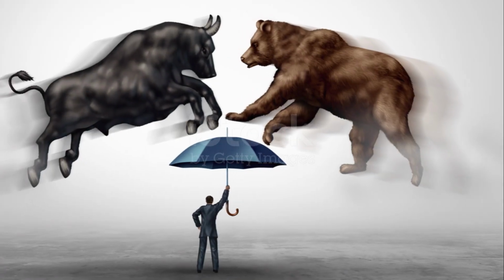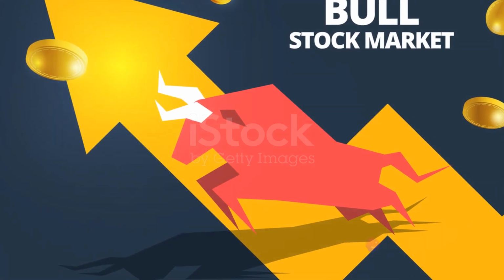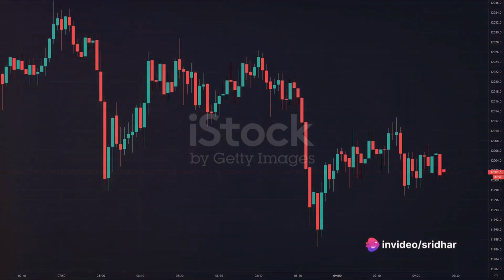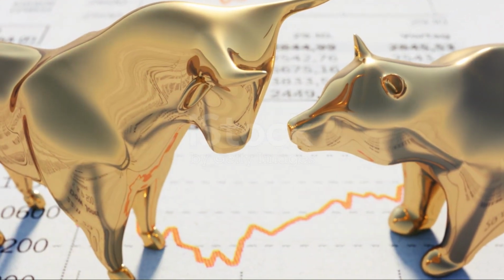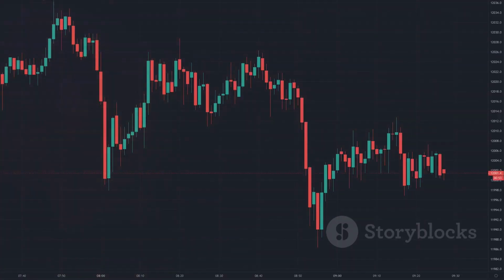Lastly, don't forget to factor in transaction costs. These costs, such as spreads and commissions, can significantly impact your trading results. So, ensure you include them in your backtesting to get a more accurate picture of your strategy's profitability.